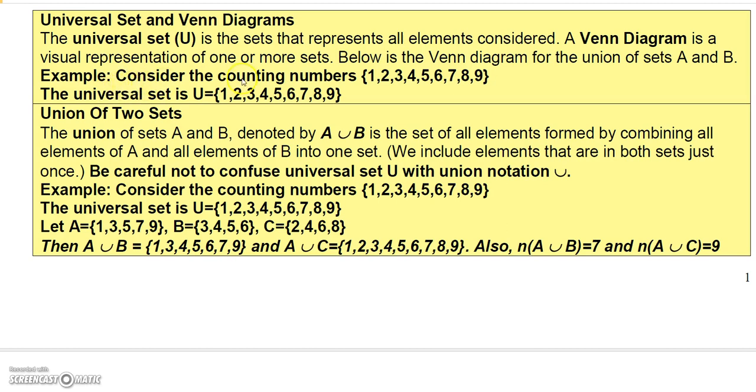So let's consider the counting numbers 1, 2, 3, 4, 5, 6, 7, 8, 9. Then the universal set would be all of those numbers 1 through 9. Now, there are two other set definitions I need to talk about. One is the union and the other is the intersection.